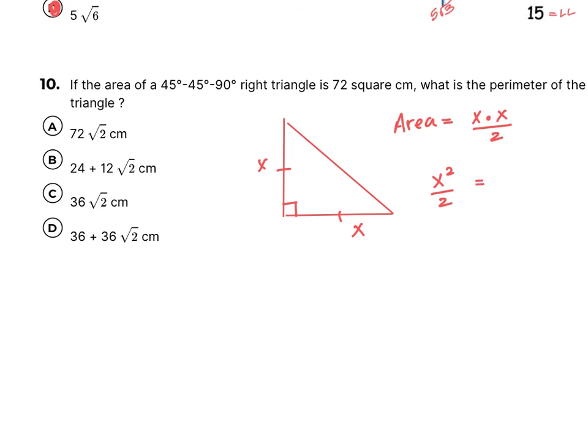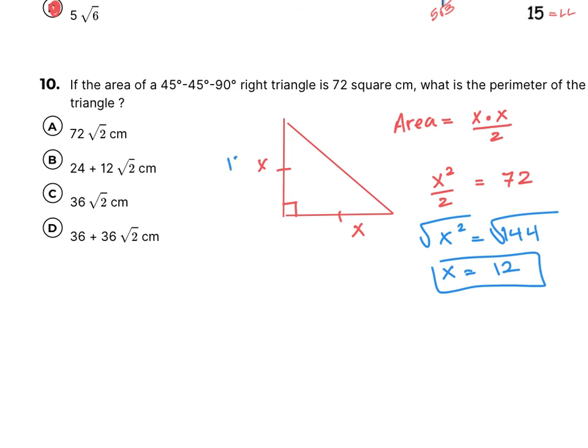And now the area is given to be 72. So to solve for x squared, you multiply by 2. So 72 times 2 will be 144. To solve for x, you square root it, and you get that x is equal to 12. So the leg is going to be 12, and the hypotenuse will be x root 2, which is 12 root 2.